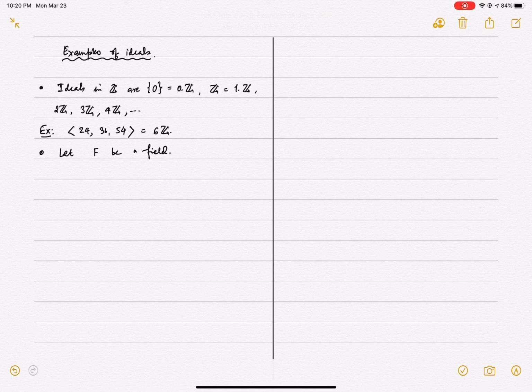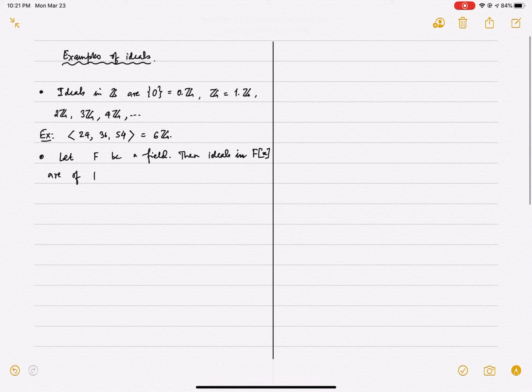Okay. Let F be a field, then the ideals in F[x], the one variable polynomial ring with coefficients in F, are of the form (f(x)). So every ideal in the single variable polynomial ring over a field is again principal, where f is some polynomial.